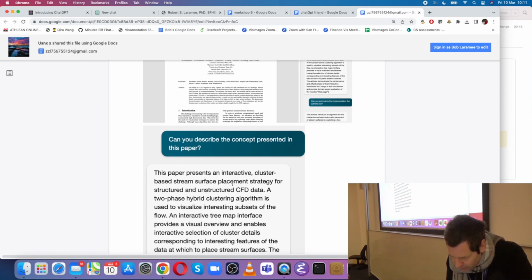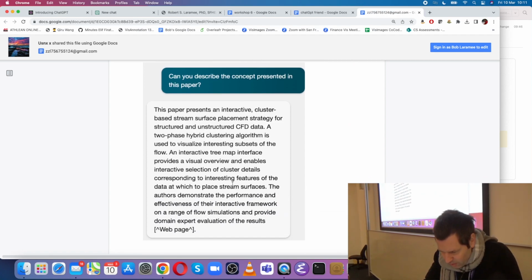Okay, this presents a cluster-based stream service placement strategy for unstructured CFD. A two-phase hybrid clustering algorithm is used to visualize interesting subsets in a tree map. Use interactive selection and cluster these, which correspond to interesting features of the data in which to place stream service, the auth service, which provide domain expert evaluation.